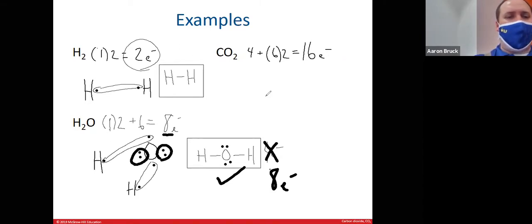If I draw this out, I'm going to have oxygens and a carbon. The carbon's going to have 4 dots. The oxygen is going to have 6.